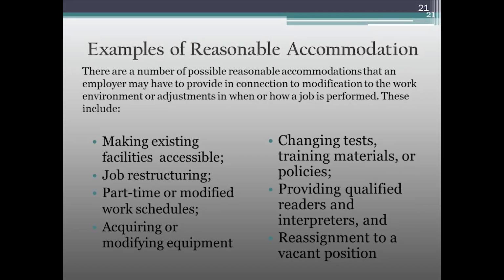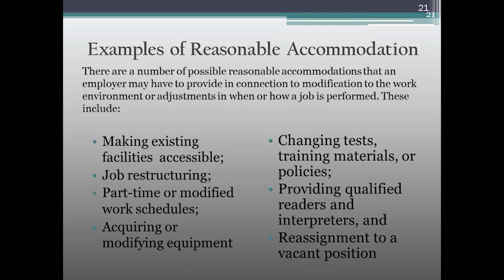Most often I think employers think reasonable accommodations are very expensive because they require expensive or very technical types of equipment, and this is often just not the case at all. Reasonable accommodation also includes modifying test exams in training materials or policies related to testing. This doesn't mean eliminating the requirement for testing, it just means modifying the way the test is given.